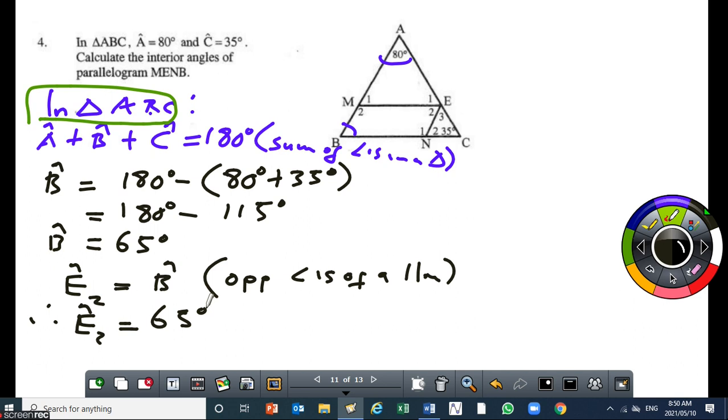Right, then I need to determine M2. Please, it's your choice in terms of the sequence of finding all the angles. So I'm going to find M2. Now to find M2, I'm going to use angle B. I can also use angle E2, which is again your choice. Angle B plus angle M2 add up to 180 because they are co-interior. So I'll write here angle M2 plus angle B, they add up to 180, and the reason: co-interior angles.